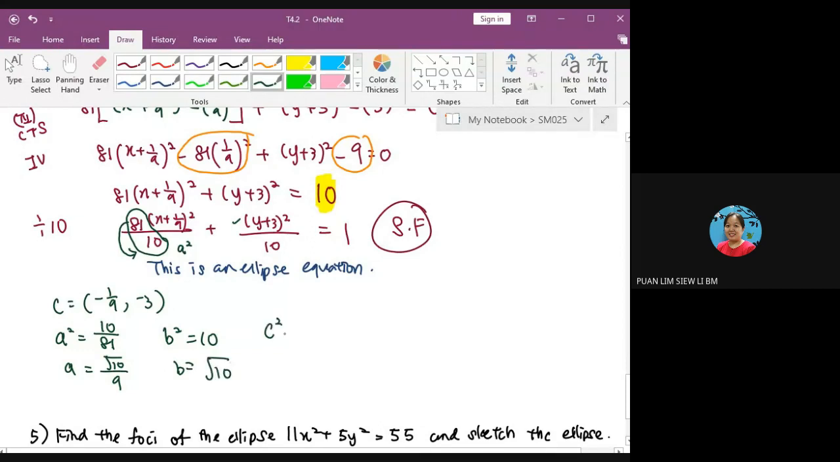Then what's your C square? So take the longer one minus the shorter one. So which one is the longer one? You can refer to your value here. Which one is longer? 10 over 81 or 10? Of course, 10 longer, right? So C will be over 9. So A, B, C done. Center also done. So now I just need to sketch out the graph.